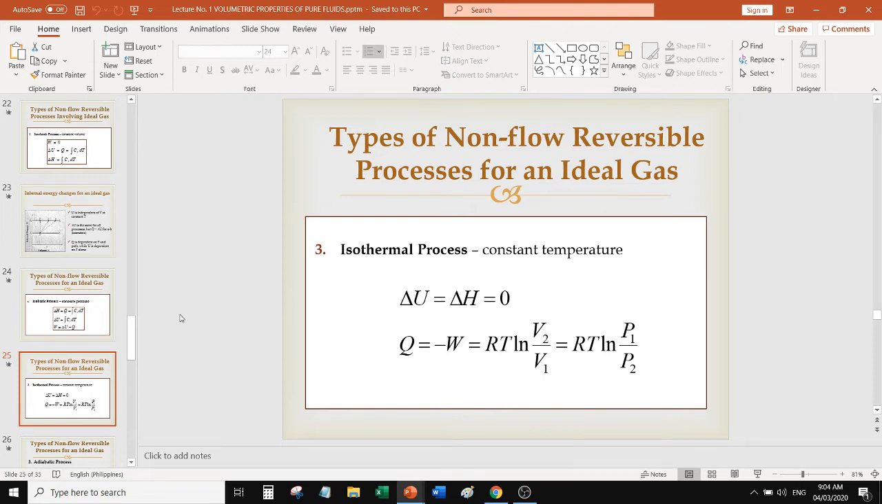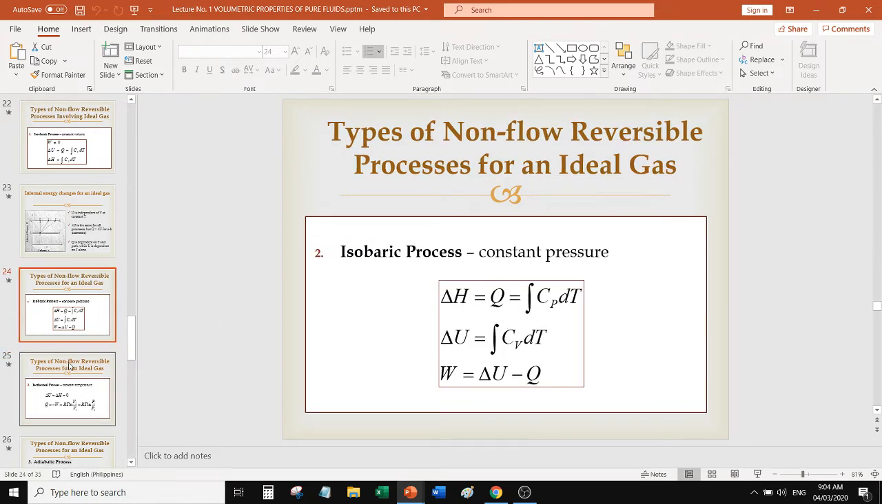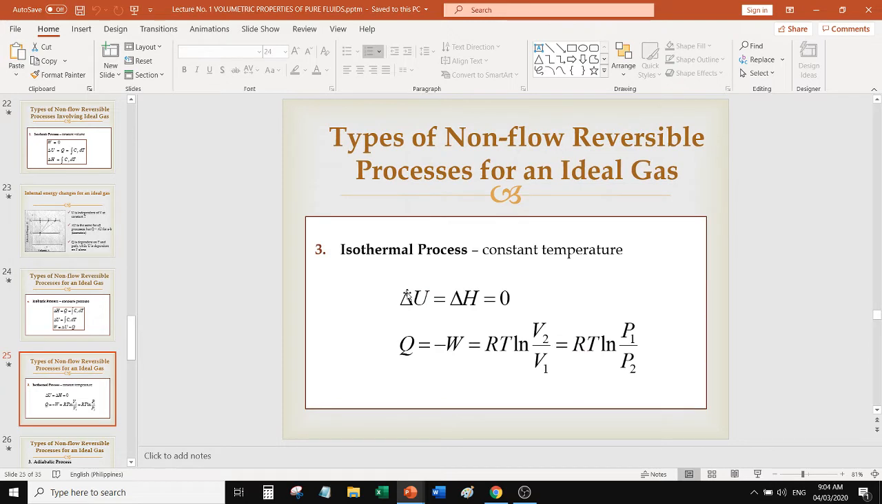And the next type of process is isothermal process. In an isothermal process, we can make use of these equations, Cp dT and Cv dT. But since it's an isothermal process, meaning the temperature is constant, then the term dT is 0. That's why both delta U and delta H are 0 for this type of process. If that's the case, then in our equation delta U equal to Q plus W, delta U would be 0. That's why Q will just be equal to the negative of W.